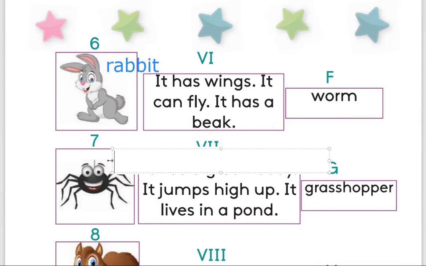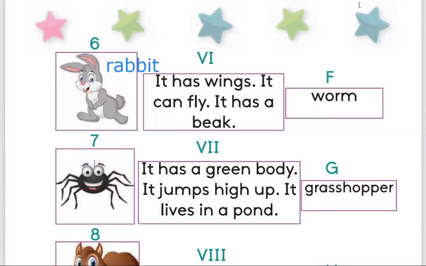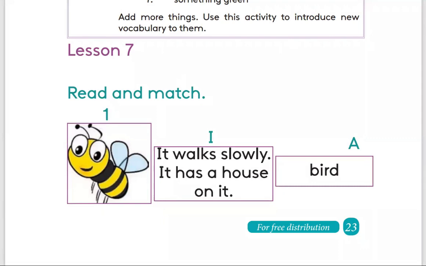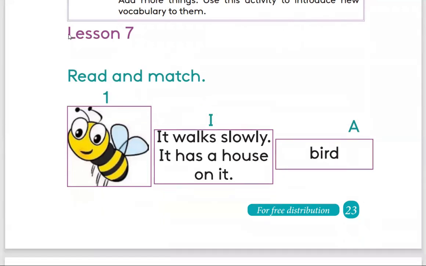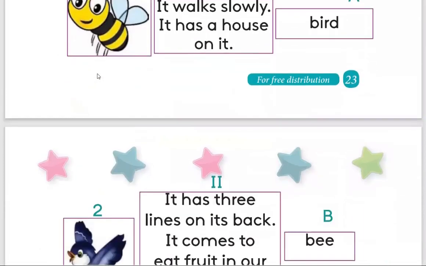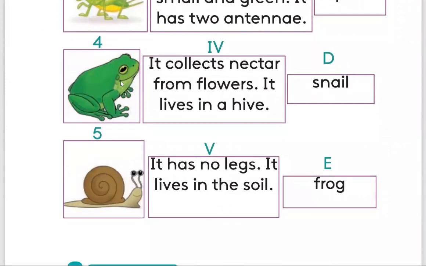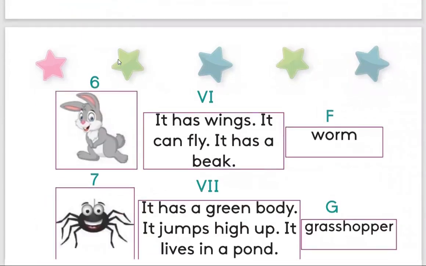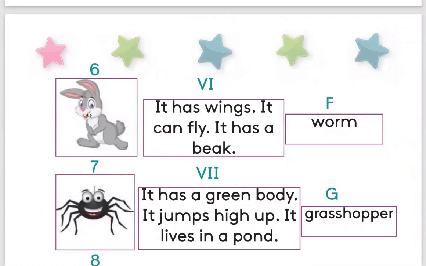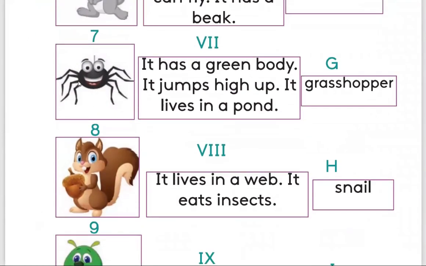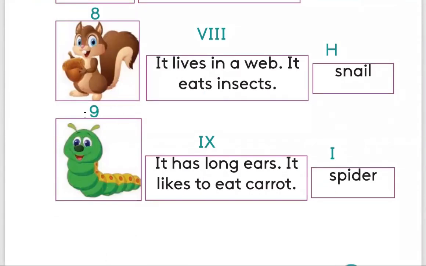Let's see from the beginning. First animal, who is that? Let's see the animals from the beginning. Here you can see bee, bird, grasshopper, frog, snail, rabbit, spider, squirrel, worm. Right, worm. Okay, now let's move on to our workbook, my dear.